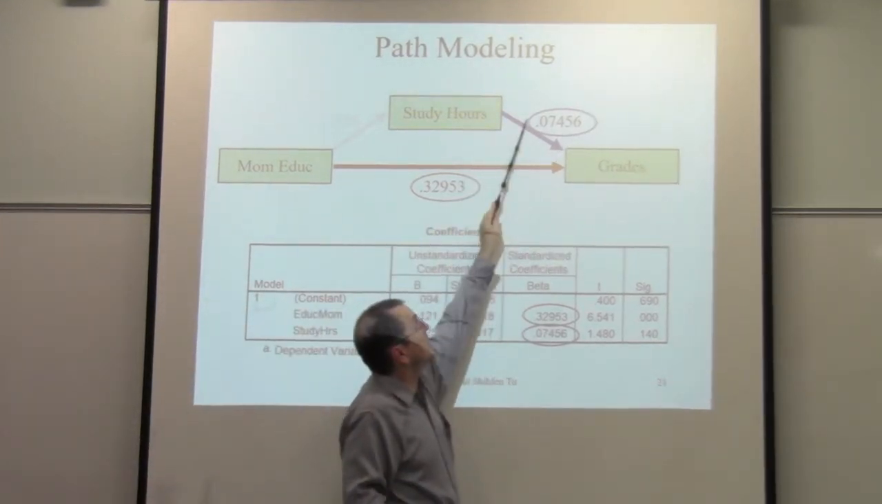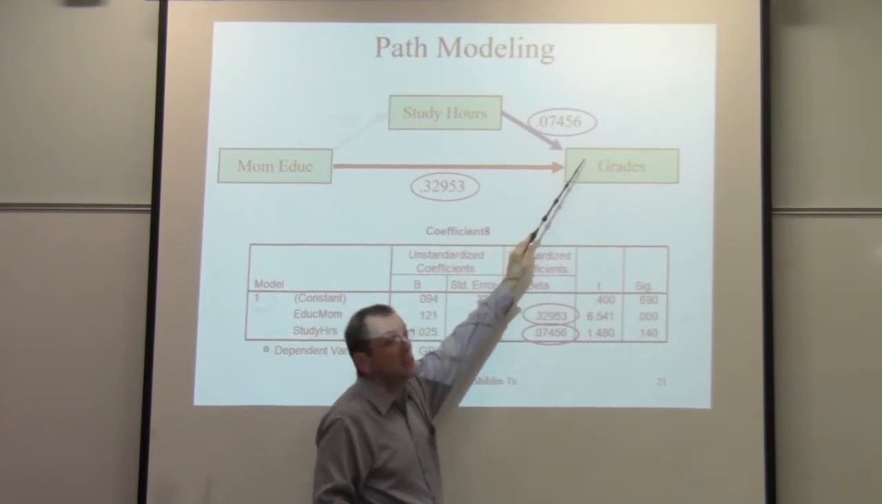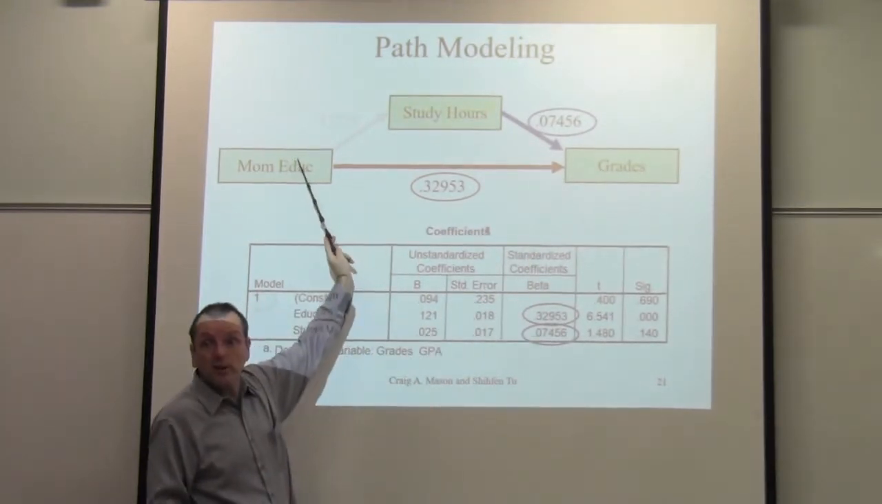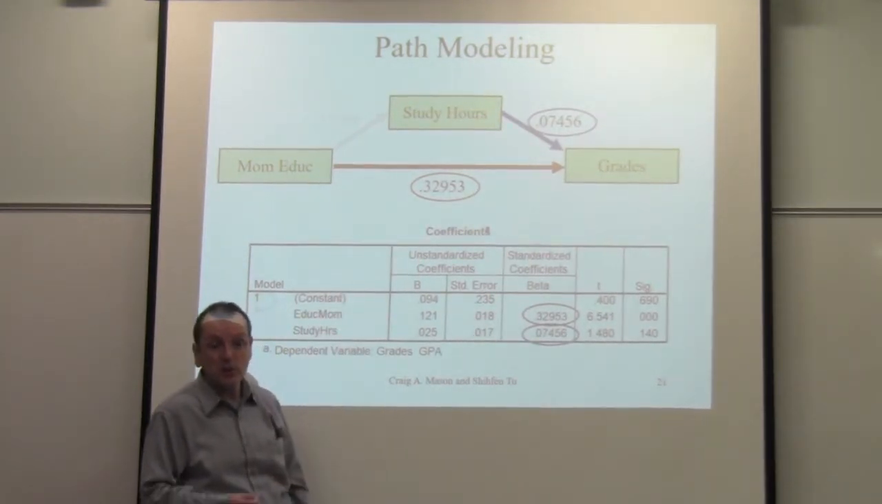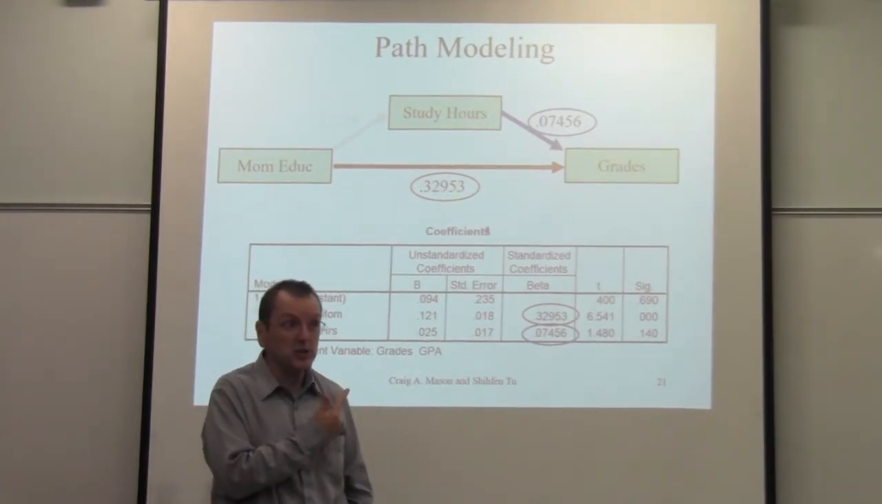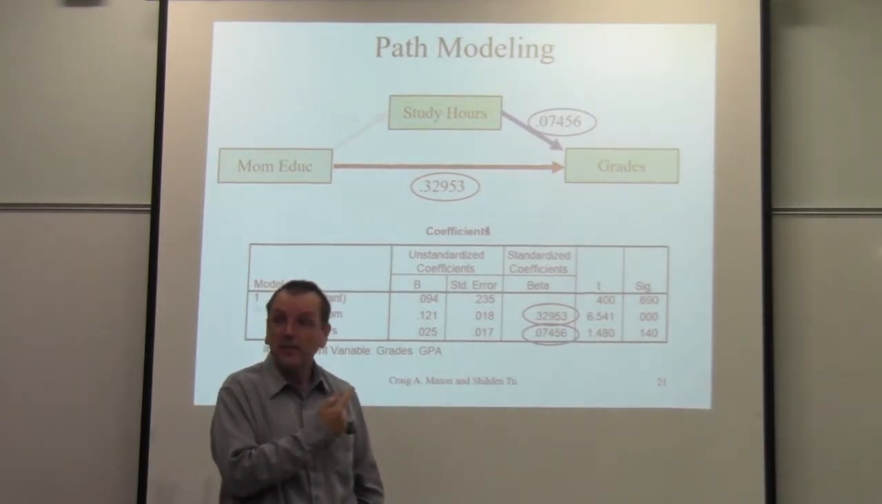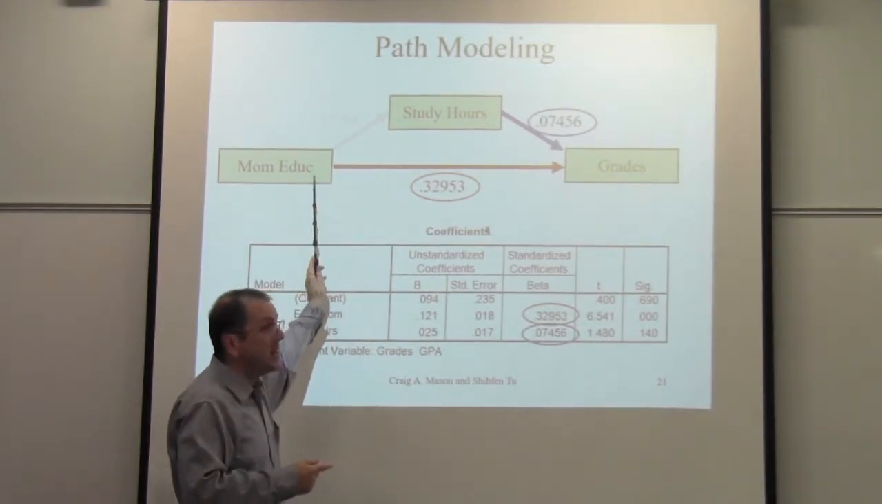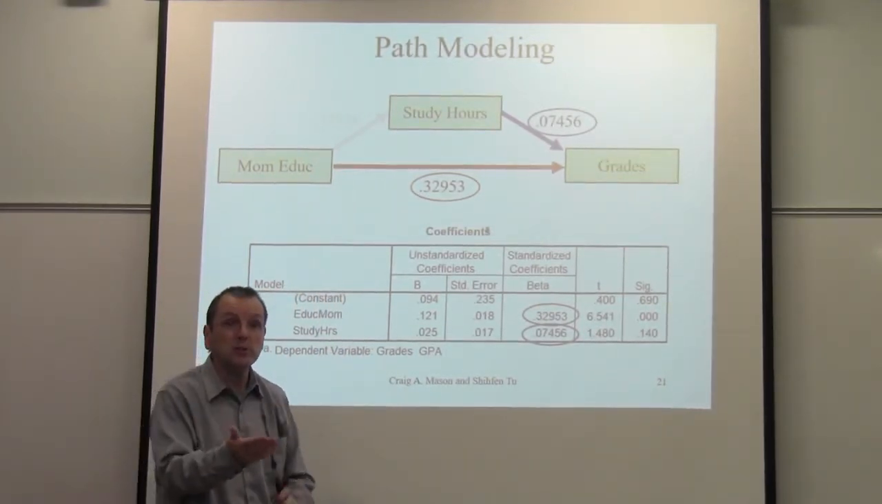This is the effect that study hours has on grades, controlling for mother's education. So notice it's a lot less than the correlation was. That's why we can't use the correlation, because mom's education came in the model first and already took it.